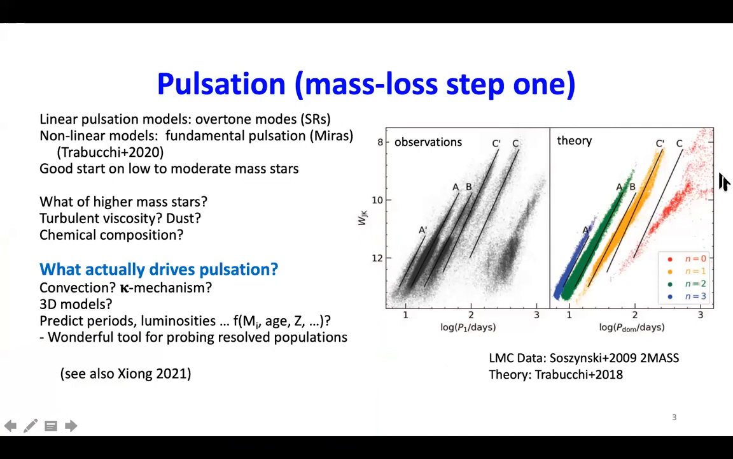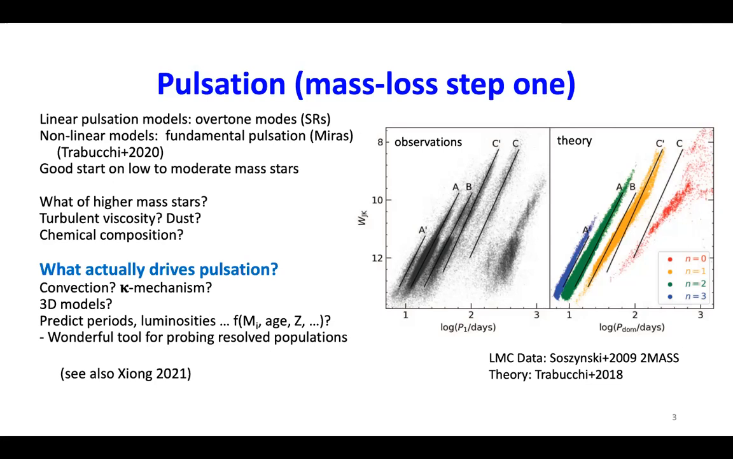Okay, pulsation, mass loss, step one. We've learned a great deal about pulsation over the last 10 years or so. We've seen this diagram earlier. It's the period luminosity relation from the LMC. Originally, Peter Wood identified that these sequences represented overtone and fundamental pulsation in AGB and giant branch stars. More recently, Michel Trebuchet and colleagues have modeled very well, as we can see on the right-hand side, the overtone pulsators. And very recently, last year, he and colleagues have managed to reproduce sequence C, the fundamental vibration mode, with nonlinear models.